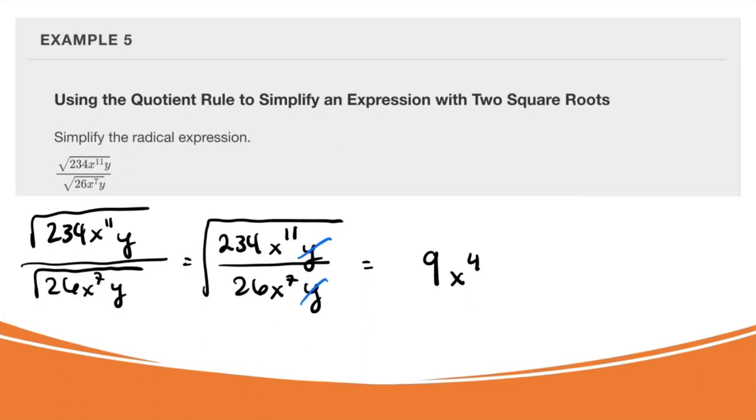And we still have our square root, which we haven't taken yet. Now we have perfect squares. The square root of 9 is 3. When we take the square root of an even power, we just cut the even power in half, so the 4 becomes a 2.